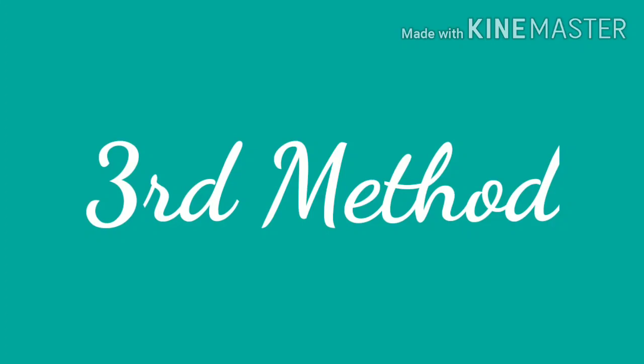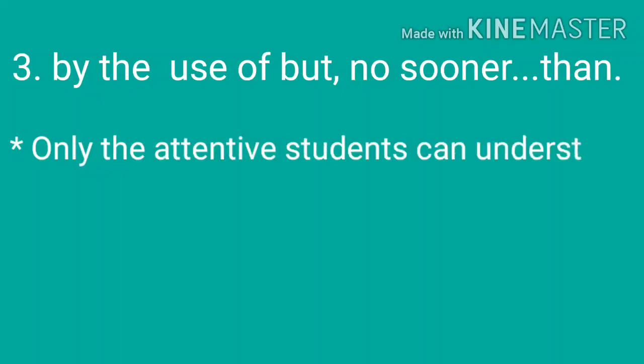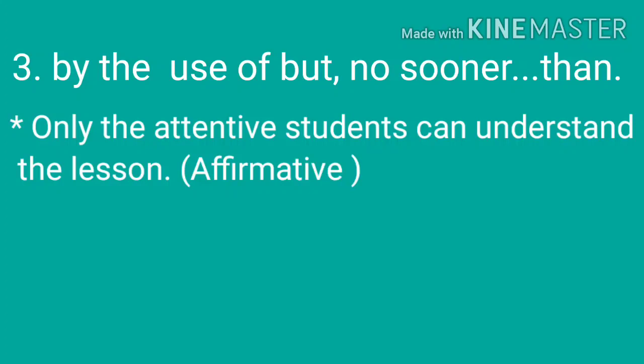Now let's move on to the third method of transforming an affirmative sentence into a negative one, and that can be done by the use of but or no sooner than in your sentence. For example, only the attentive students can understand the lesson is an affirmative sentence. Now, if you have to change this into a negative, instead of only, we'll use no one, all right? And we'll use the word but in the sentence. So let's see how we can do it.